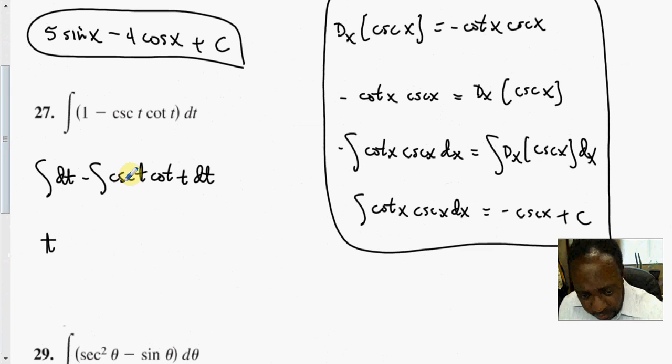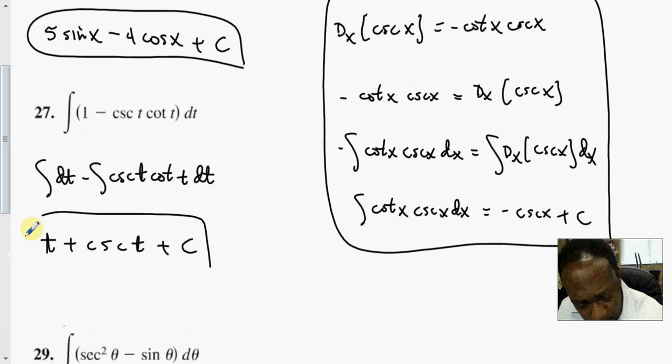The integral of secant t cosecant t cotangent t dt is going to give us negative cosecant, negative times this negative is positive cosecant t plus some constant.